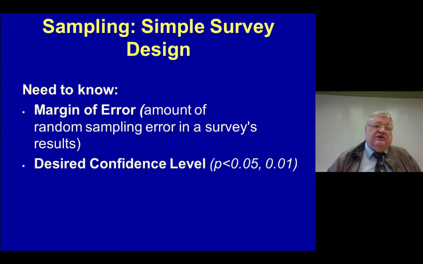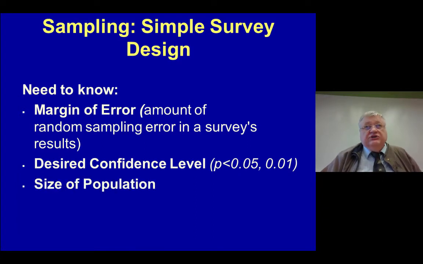The other thing is your desired confidence interval. These are ones that you probably have heard already: the 95 percent probability, the 0.05 p, or the 0.01 that your results have achieved. This has to do with the certainty level that what you have is actually a true result, that is significant or not significant. Then there's the size of the population: the larger the population, the fewer people need to be sampled from it.